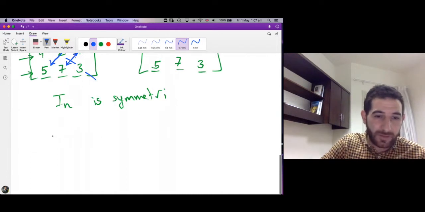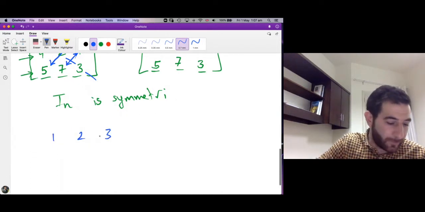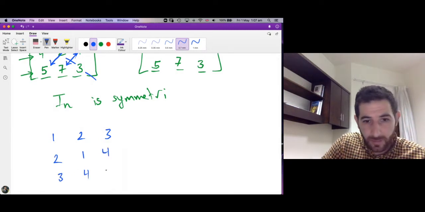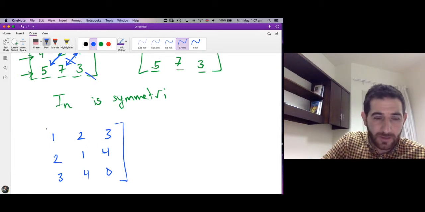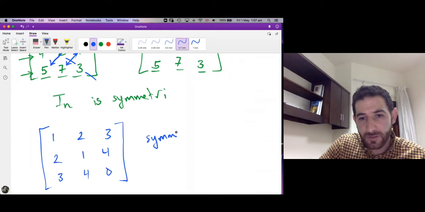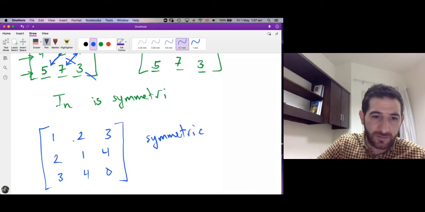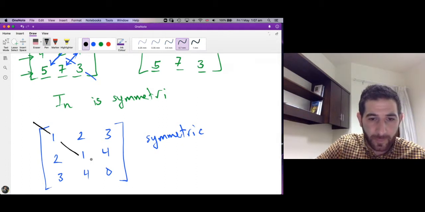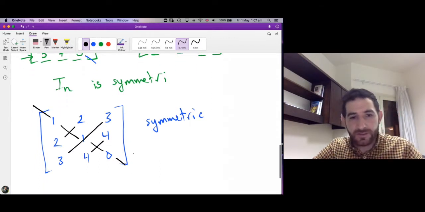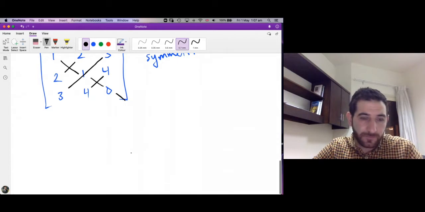Another example is 1, 2, 3, 2, 1, 4, 3, 4, 0. This is another 3 by 3 matrix which is symmetric. Either you compute the transpose, or simply you look at the symmetry across the main diagonal. You see here we have 2, 2, 3, 3, and 4, 4. This is a symmetric matrix as well.